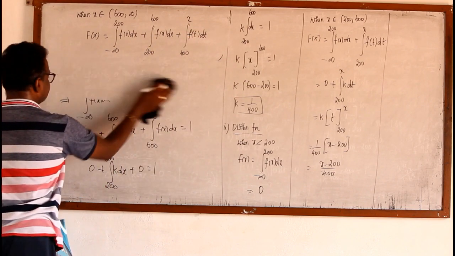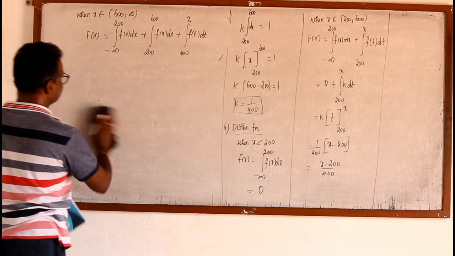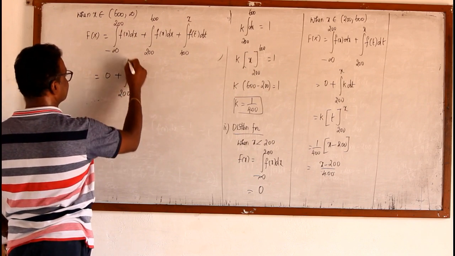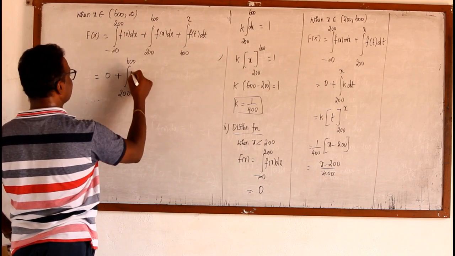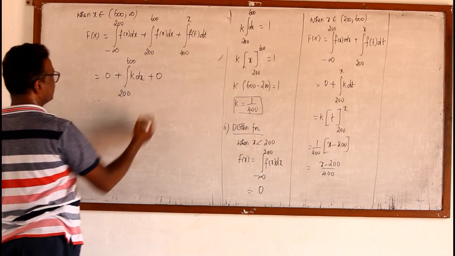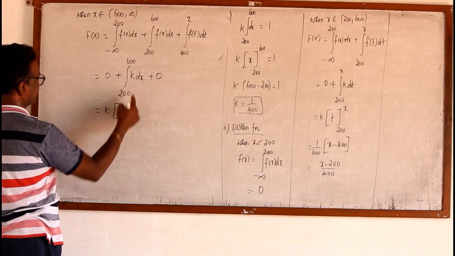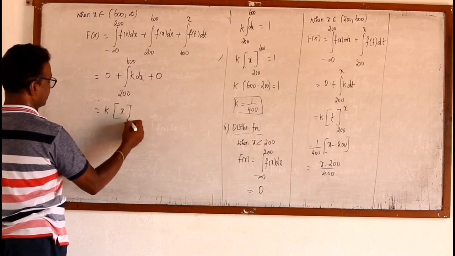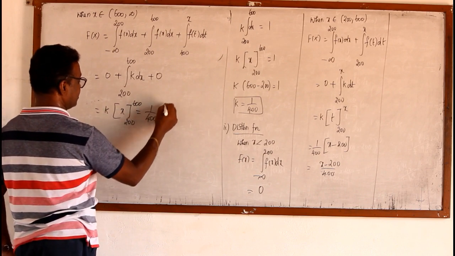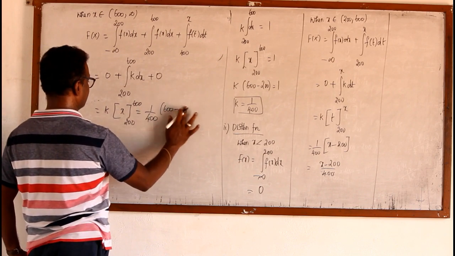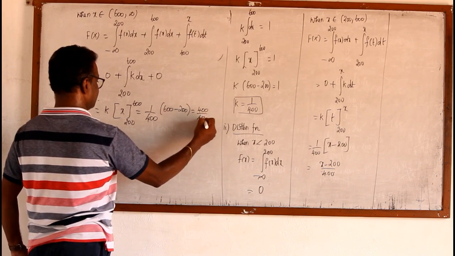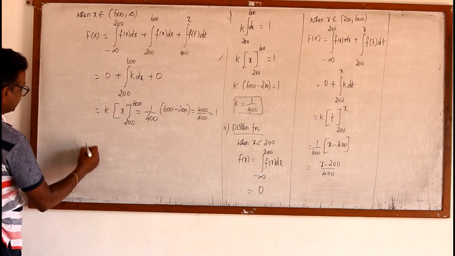But these values are not existing, isn't it? So this is 0 and this is 200 to 600. This is k into dx. And after 600 also the function is not existing, so it is 0. k into integration of dx is x, from 200 to 600. So k value is 1 by 400 into (600 minus 200). So it is 400 by 400. So answer is 1. Therefore, what is the distribution function?